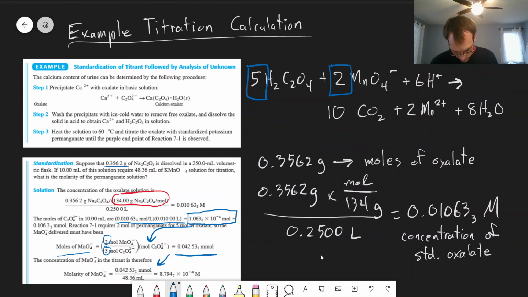So then to find the concentration of the permanganate in our standard, we take the millimoles here, divided by the volume. So it required 48.36 milliliters. So we take our moles over our liters, and that gives us our concentration here. So remember, the final goal that we're trying to find here is what was the concentration of the permanganate that we used to react with our known amount of oxalate. And so that tells us that the concentration of our permanganate is 8.7947. That last digit is not significant anymore, but we carry it through just to make sure we don't have any rounding errors, times 10 to the minus 4 molar.